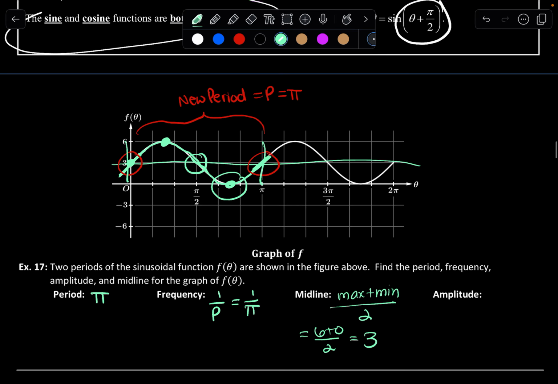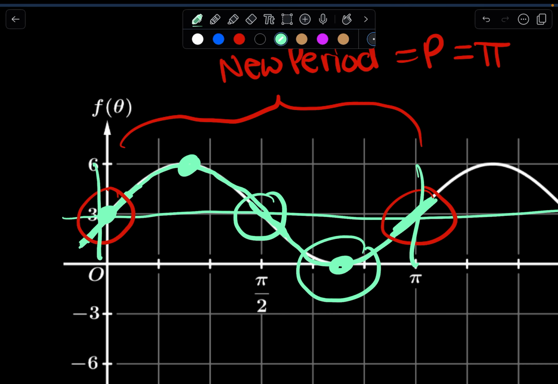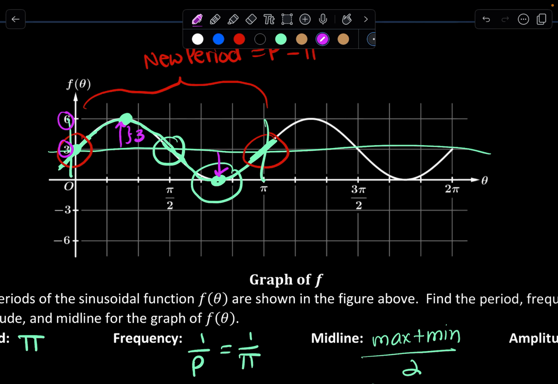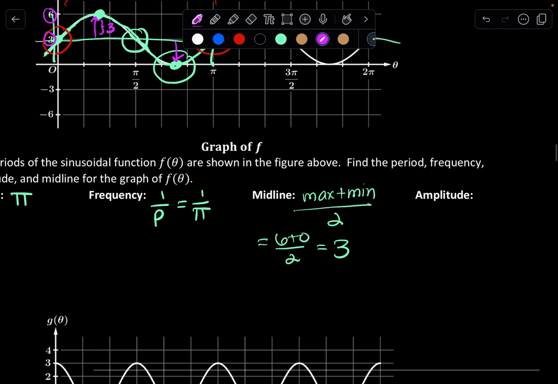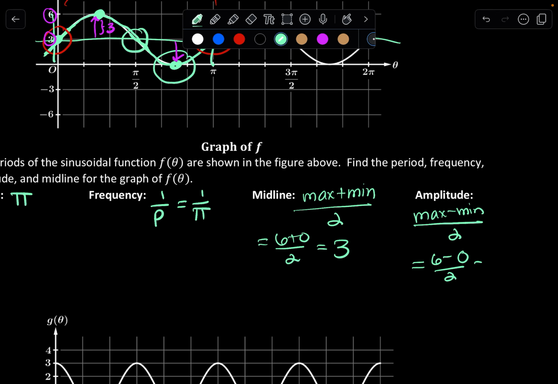Amplitude, again, graphically we can see it if you draw a midline in, but now we can look at the distance from the midline to the max, or the midline to the minimum. Now, amplitude is distance, so it will always be positive. So if we're going from 3 to 6, that means your amplitude is equal to 3. Or you can use that same formula, but now you're subtracting. So for this one, it would be max minus minimum divided by 2, which is equal to 6 minus 0 divided by 2, which equals 3 again.